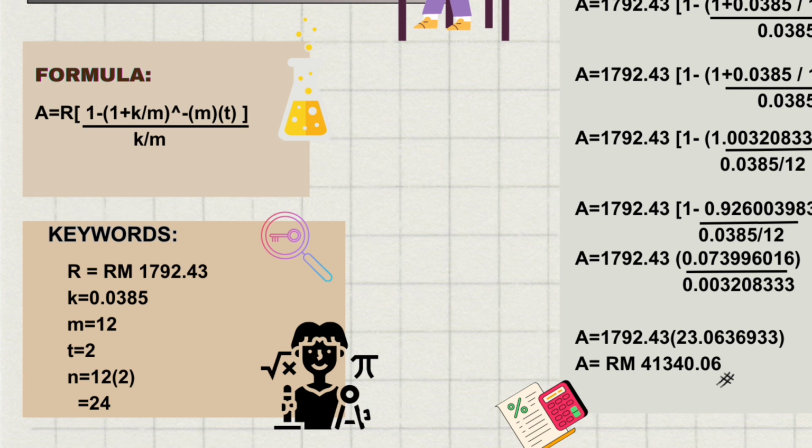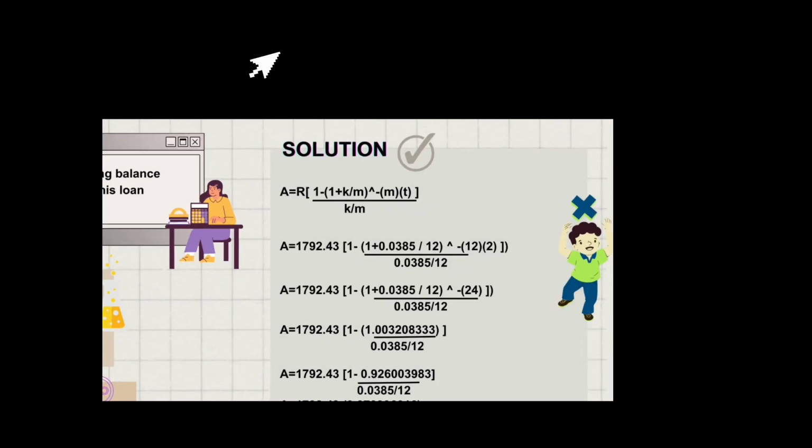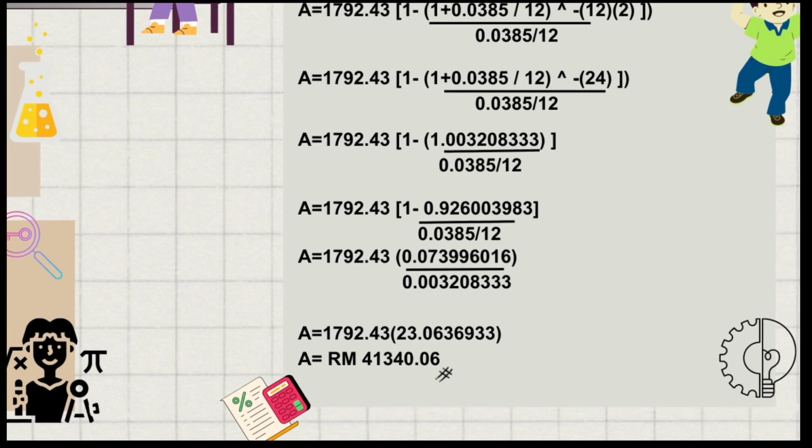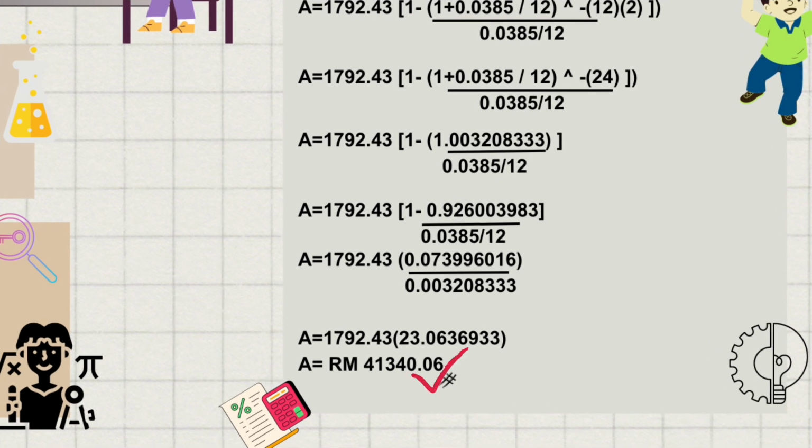And the last question is C. The keywords we get are R = RM1,790.43, K is 0.0385, M is 12, T is 2. To find N, we multiply 12 by 2 and the answer for N is 24. For the solution, we use the formula A = R[1 - (1 + K/M)^(-MT)] / (K/M). Substitute all the keywords into the formula, and the final answer we get is RM41,340.06.